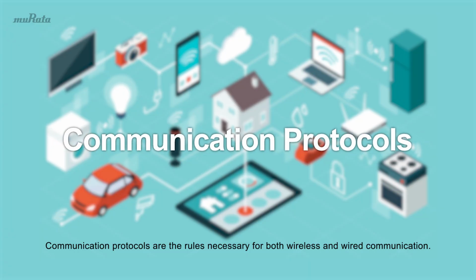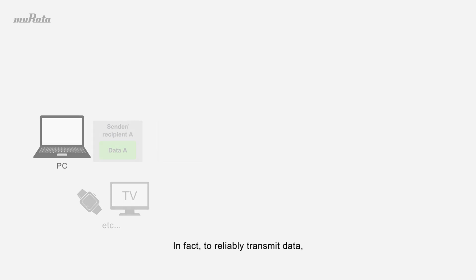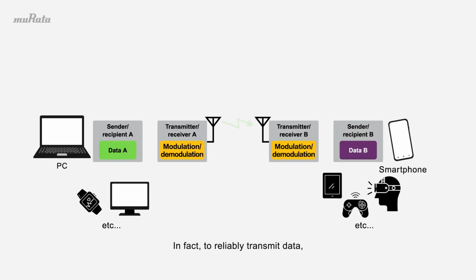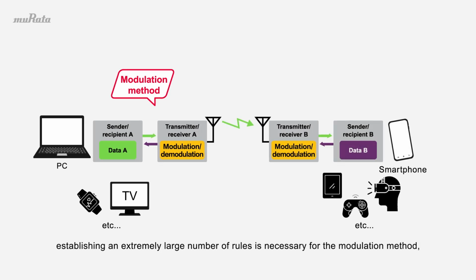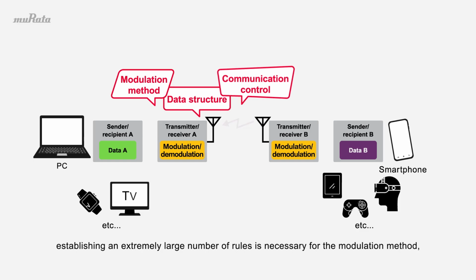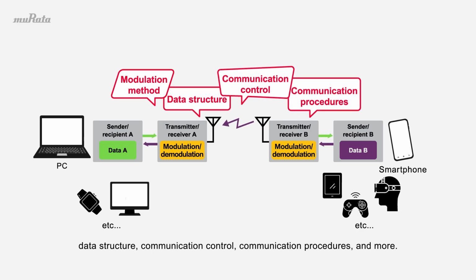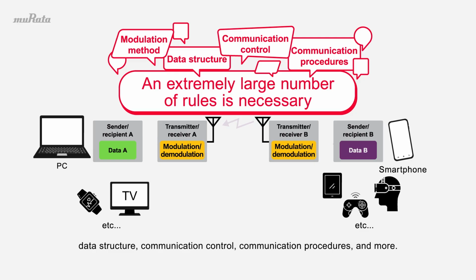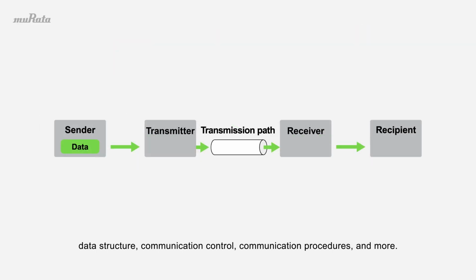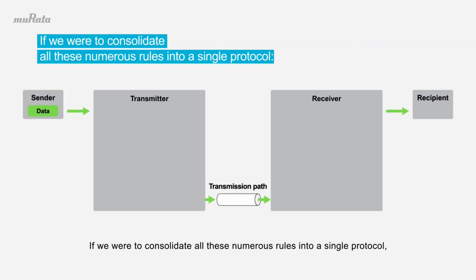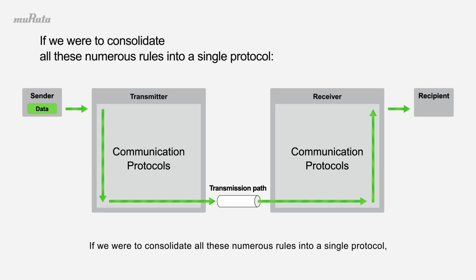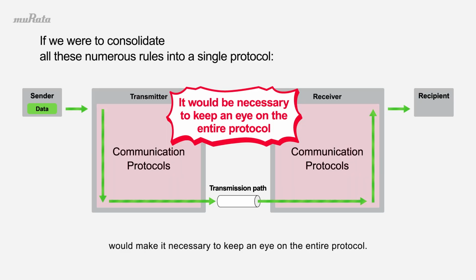Communication protocols are the rules necessary for both wireless and wired communication. In fact, to reliably transmit data, establishing an extremely large number of rules is necessary for the modulation method, data structure, communication control, communication procedures, and more. If we were to consolidate all these numerous rules into a single protocol, attempting updates such as adding or changing some of the rules would make it necessary to keep an eye on the entire protocol. That would increase the burden of performing updates.